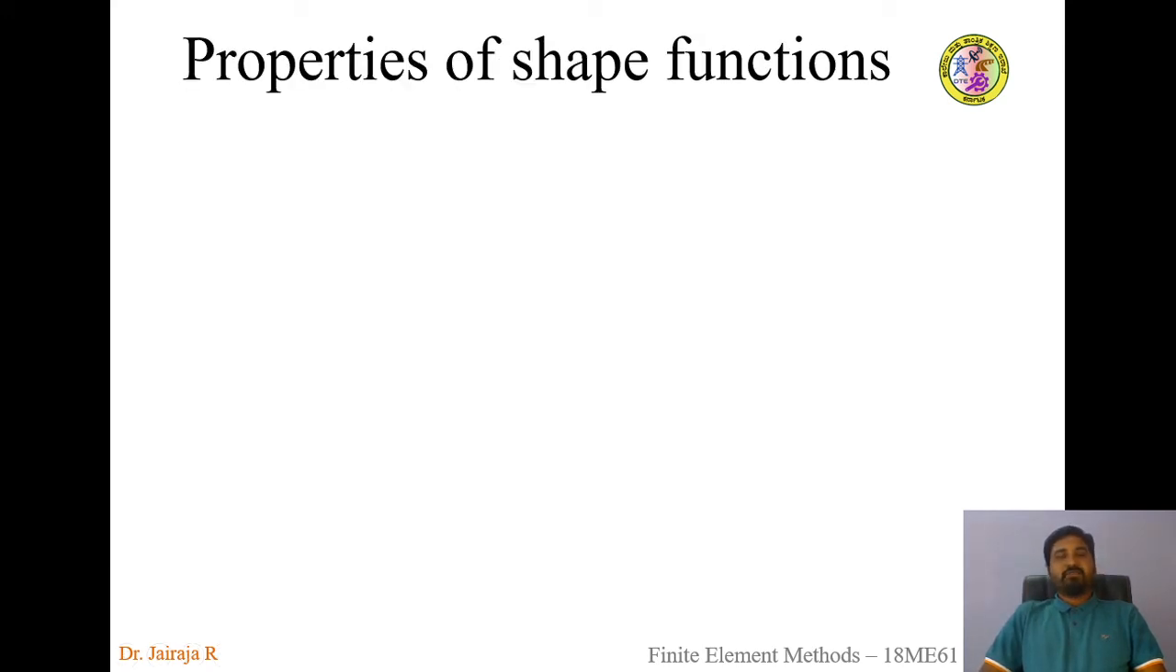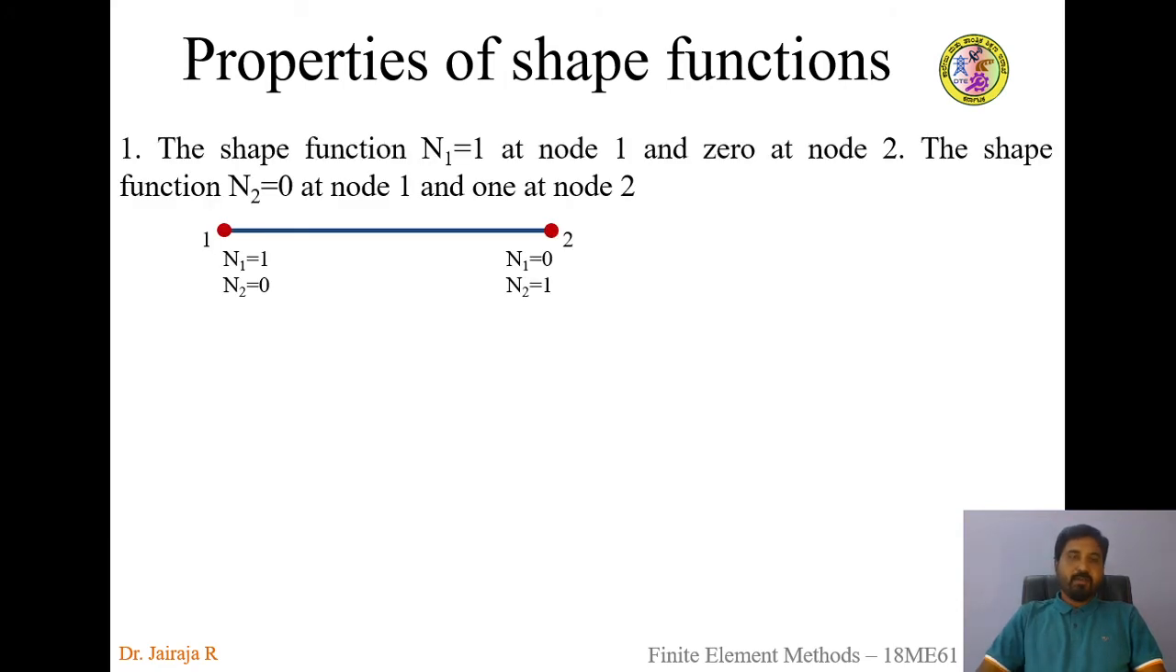Properties of the shape functions. There are four properties of shape functions. First one, N1 should be 1 at node 1 and N1 should be 0 at node 2. So N2 should be 0 at node 1 and N2 should be 1 at node 2.